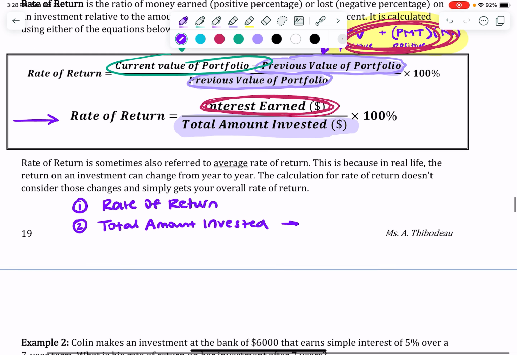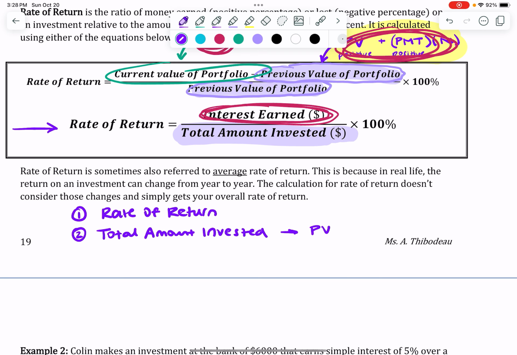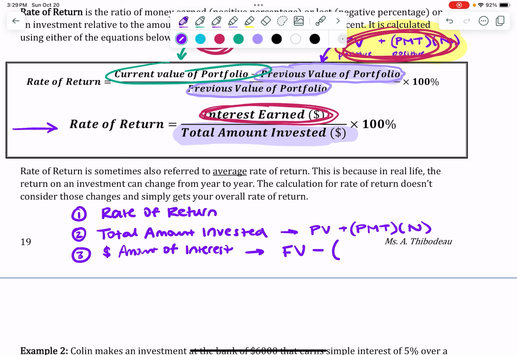And just like we were talking about before, that's my PV as a positive, plus my PMT, that dollar amount, also as a positive, multiplied by N, my total number of payments. Another thing I can ask you about is just the dollar amount of interest. And that's my numerator, right? That's my future value minus my total amount invested.